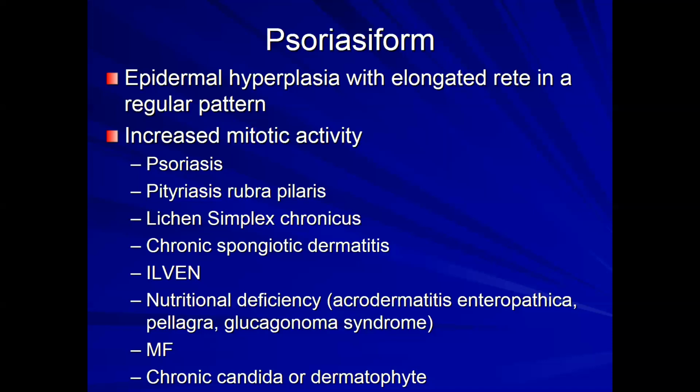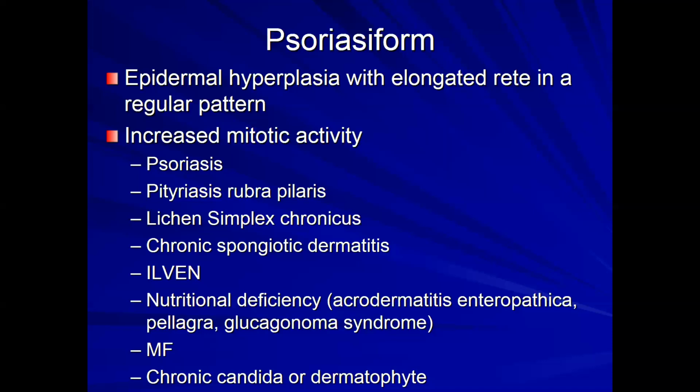So what do we mean by a psoriasiform pattern? Psoriasiform pattern is defined by epidermal hyperplasia with elongated, reedy, and irregular rete ridges. It does not necessarily mean psoriasis, but that is what it means. You have epidermal hyperplasia, or thickening of the epidermis, and usually that's due to increased mitotic activity, so it's causing your epidermis to grow.